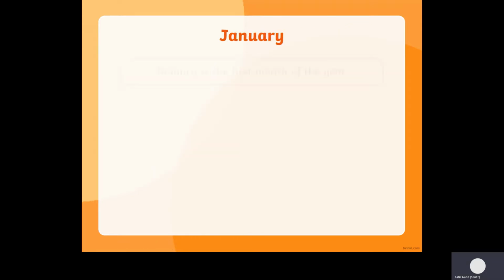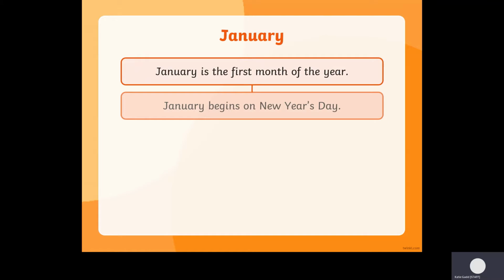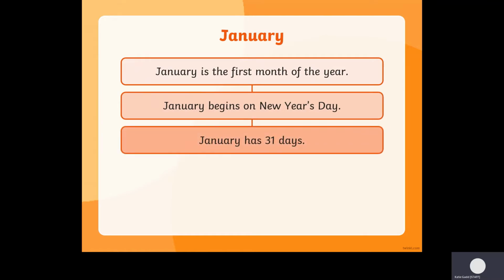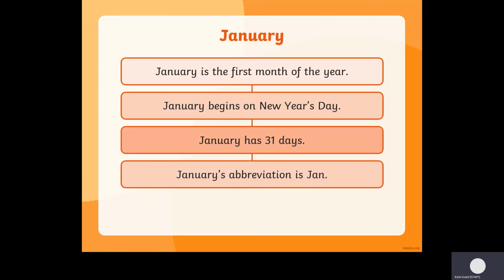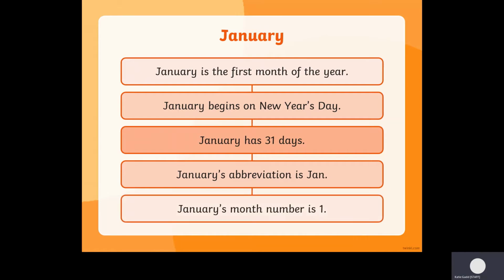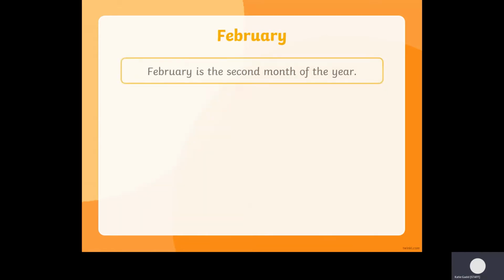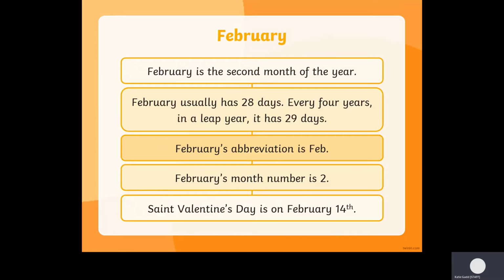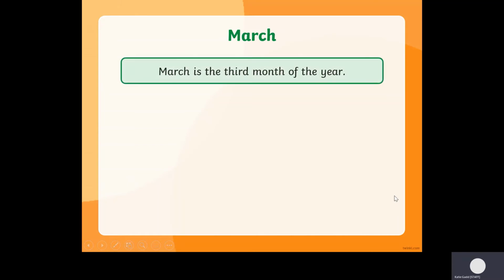Okay, let's go through the months and have a look at some information. So January is the first month of the year. It begins on New Year's Day. It's got 31 days, can be abbreviated to JAN, and its month number is 1. February is the second month of the year. It has 28 days usually. Every 4 years it has a leap year, so it has 29. It can be abbreviated to FEB. Its month number is 2, and St. Valentine's Day is on the 14th of February.